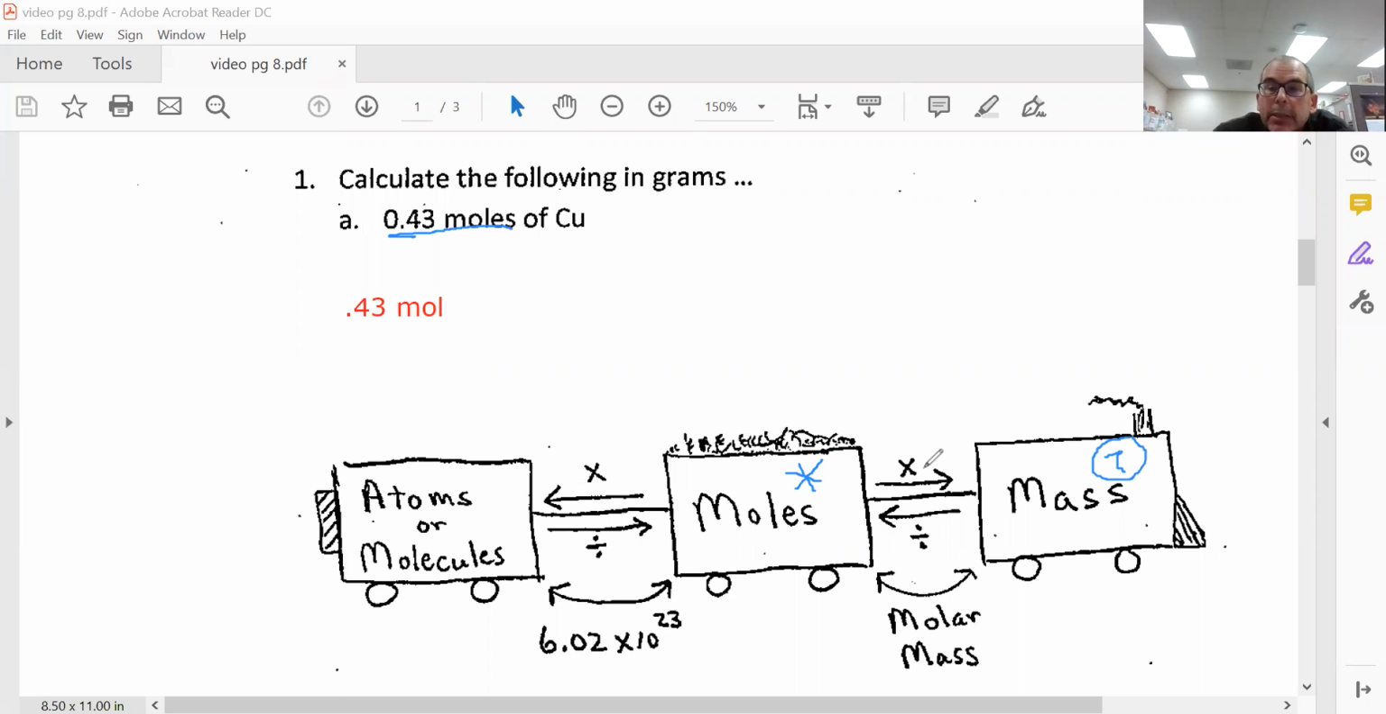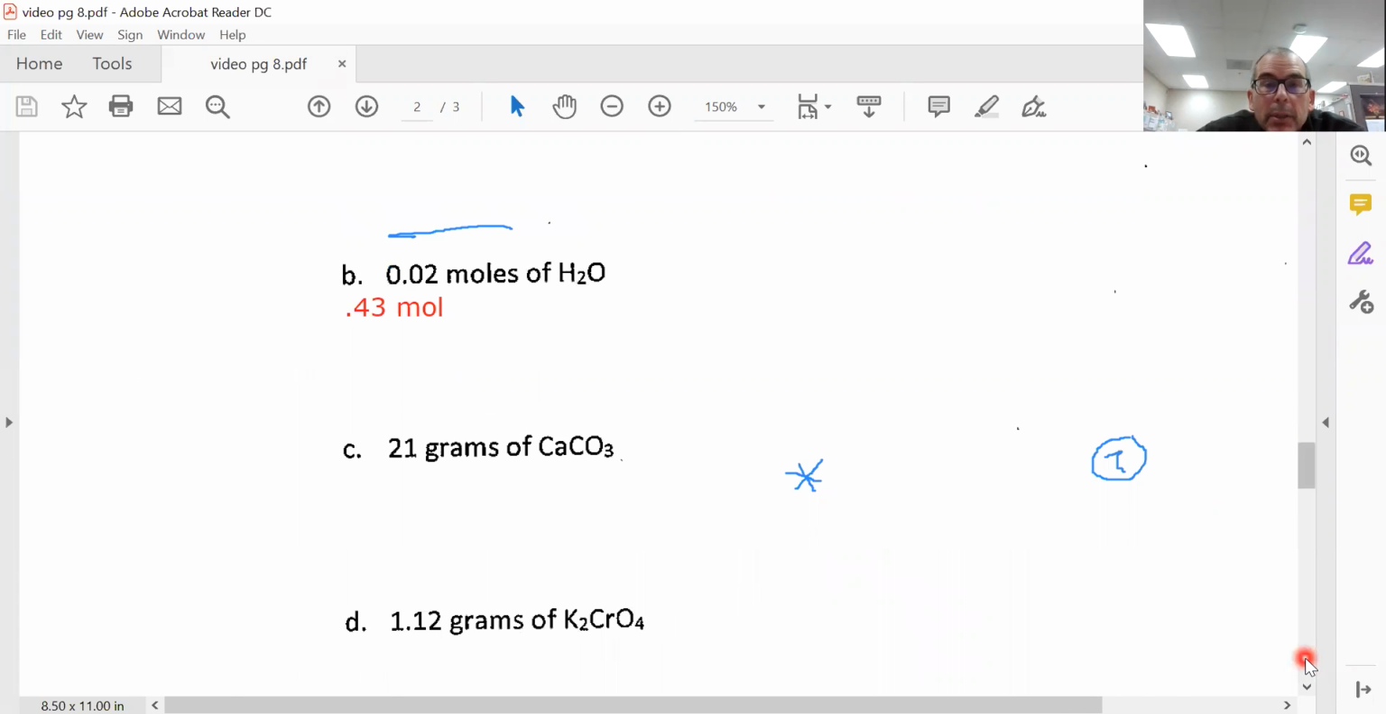Now, what does the mole train tell us? It tells us to multiply, going from left to right here, by the molar mass. The molar mass of what? Cu, because that's what I'm using in this equation. So I'm going to look up the molar mass of copper, because that's my next step. I'll grab my periodic table and scroll down.